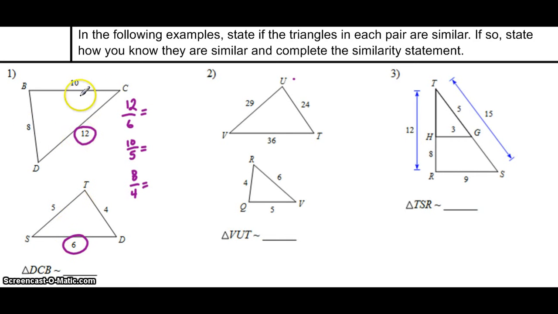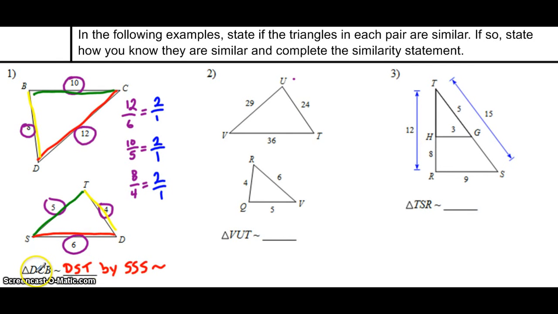So 12 will go with 6, and for the shortest, 8 will go with 4, and I guess the middle sides should also correspond, so 10 with 5, and that's how you can line those ratios up. Next, simplifying those ratios shows us that they are all a 2-to-1 ratio, so the sides are proportional. Now we can go ahead and finish the similarity statement and write our reason. And I have that triangle DCB is similar to triangle DST by side similarity theorem.